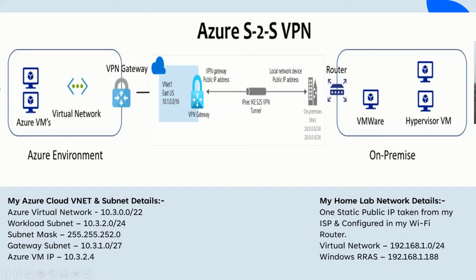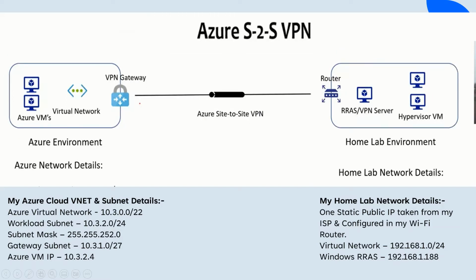So here, on the right side, comes the IP addressing scheme of my home network. As I already told you, I've already taken one static public IP from my ISP and configured it in my Wi-Fi router. Behind that public IP, my network addresses will be 192.168.1.0/24, and the Routing and Remote Access server that I'll be using, the Windows RRAS server IP, will be 192.168.1.188. So moving on to the next slide.